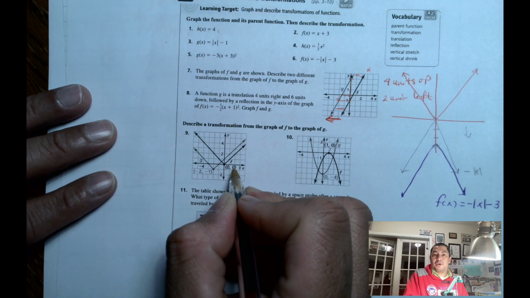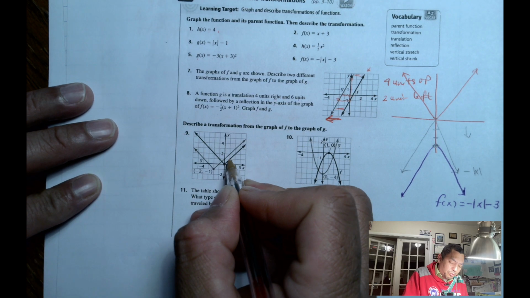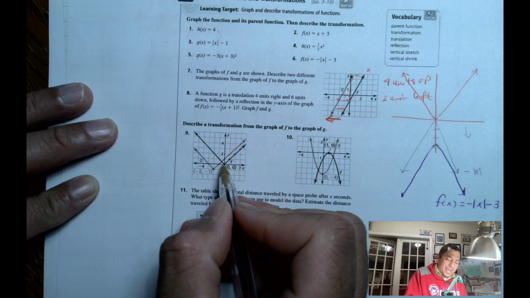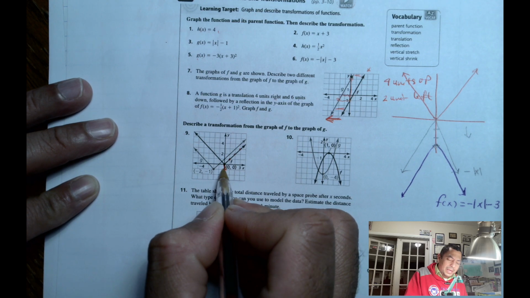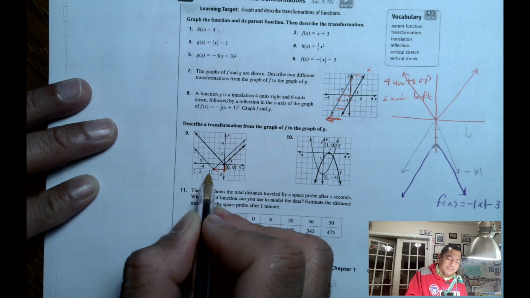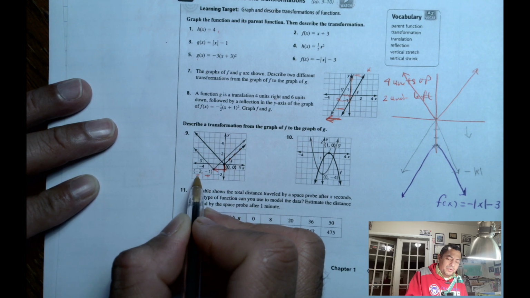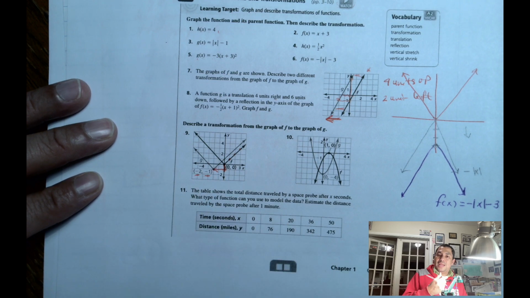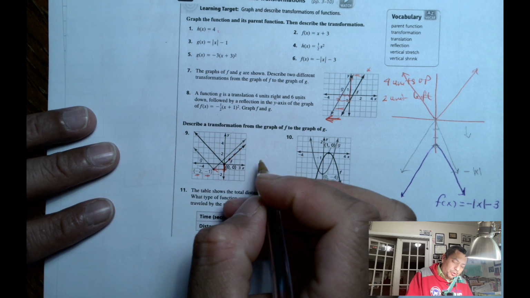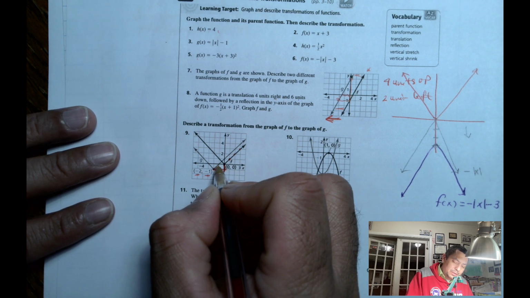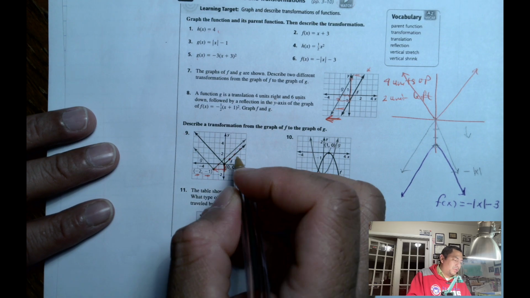It's in (0, 0), and I can see that it goes through (1, 1), (2, 2), (3, 3). And then this graph moves 1 unit down and 2 units to the left. See, 1 unit down, 2 units to the left. Okay, so what we're going to do is this one, (1, 1). It goes through the square.